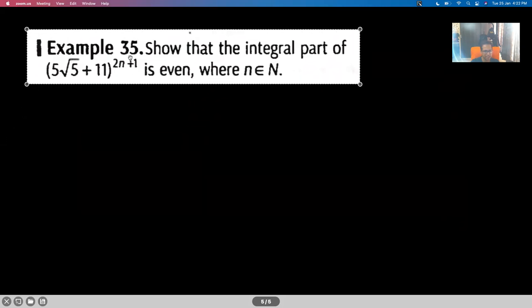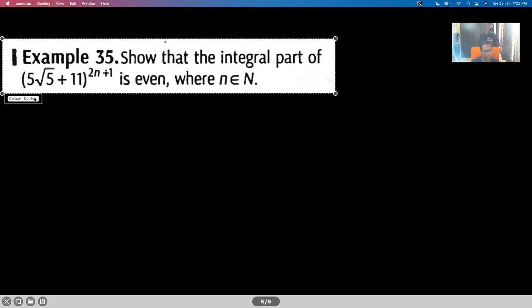Show that the integral part of this expression is even. So this is a question which is slightly framed in a different way, but the end objective of the question is similar to what we had. You have to show that the integral part is an even number.